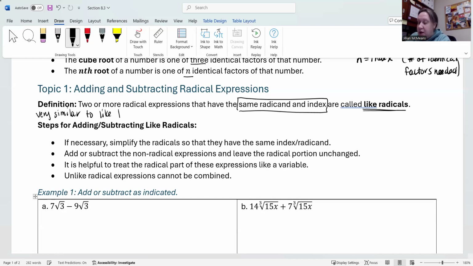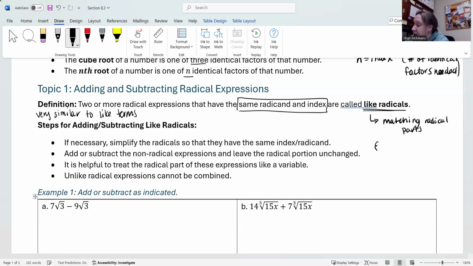Back when we were talking about just our introduction to algebra and we were learning about like terms, we found out that like terms were terms that had matching variable parts. Like radicals have matching radical parts. So this means we have matching radical parts.